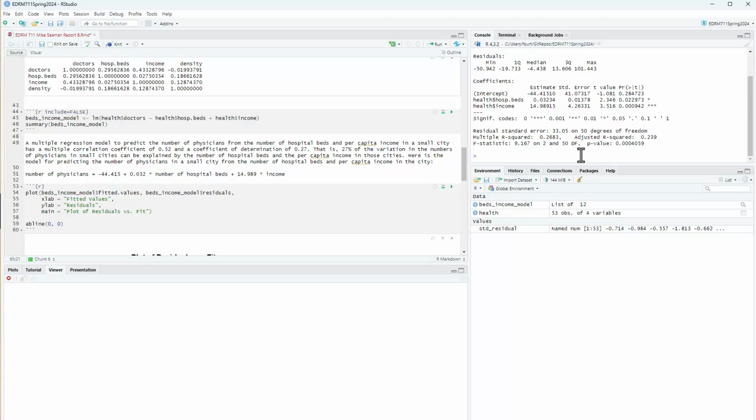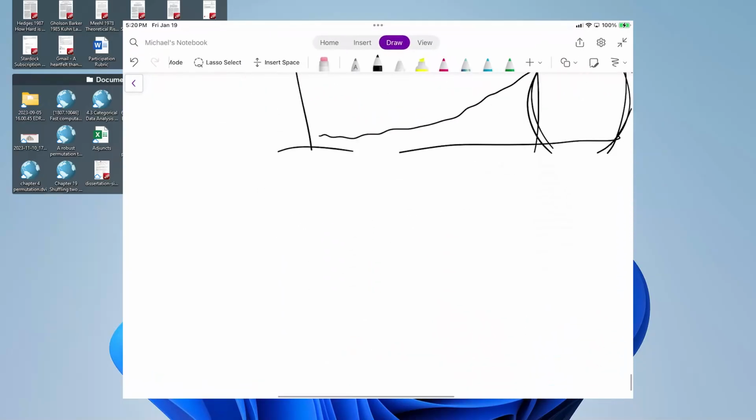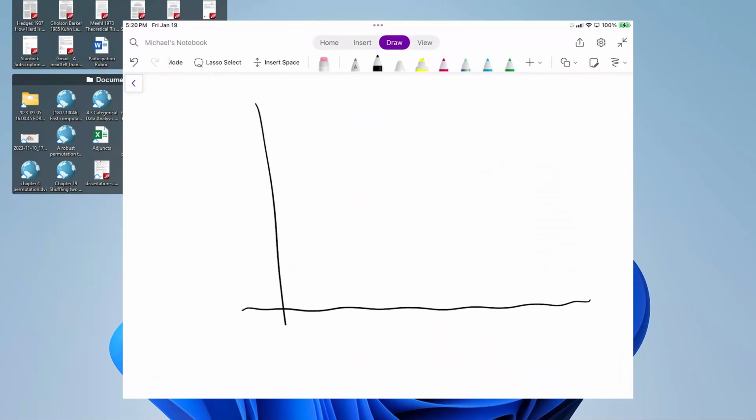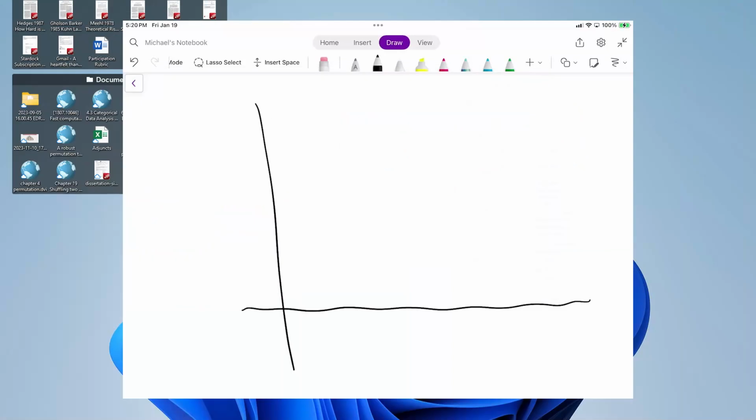Those are the parameters of the F distribution, those two degrees of freedom, and two different degrees of freedom, not a degrees of freedom equal to 2, but two different degrees of freedom. And from that F statistic of 9.167, we got a really tiny p-value. So looking at this again, if I was to draw the F distribution with those, 2 and what was it here? 2 and 50 degrees of freedom.